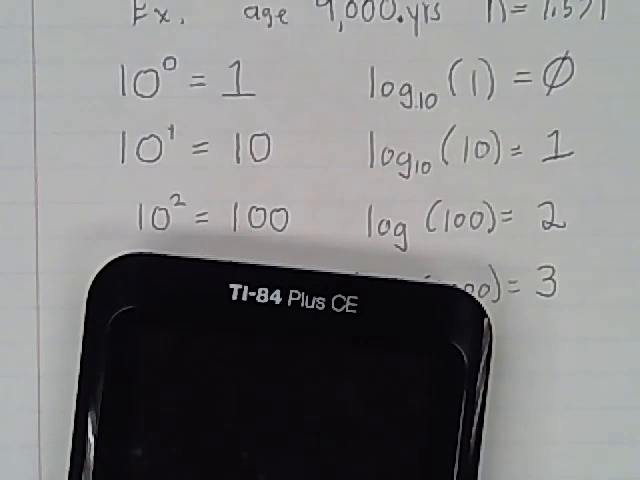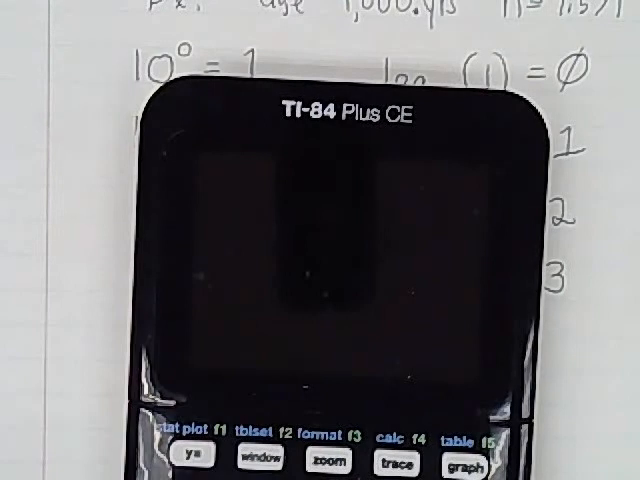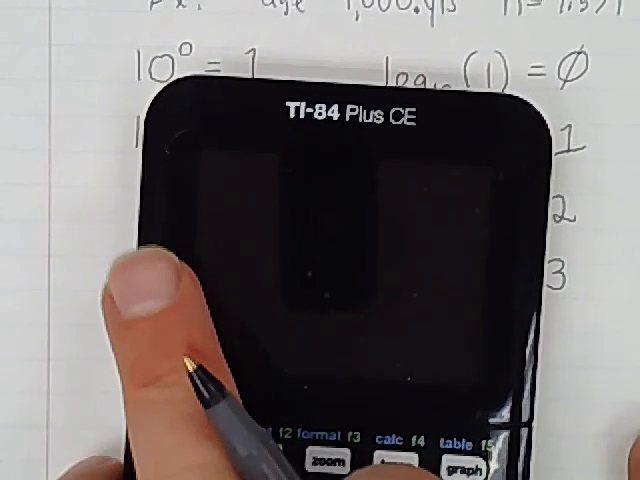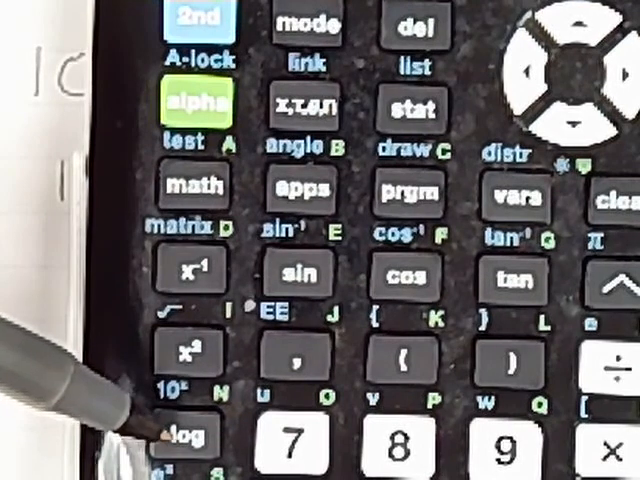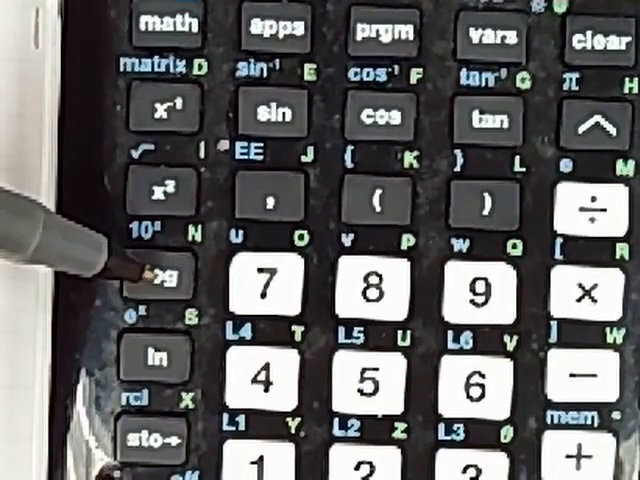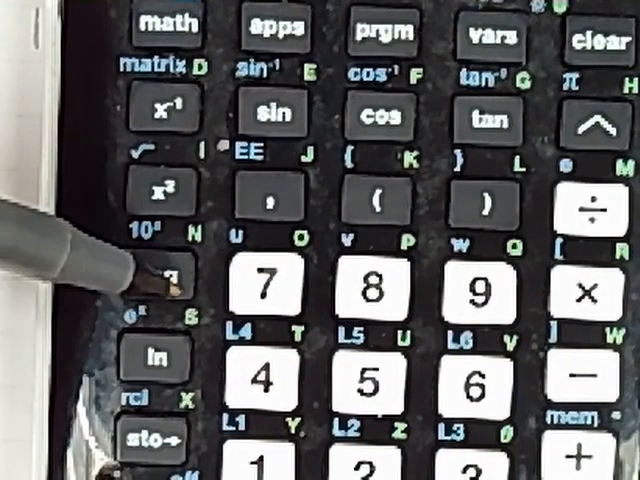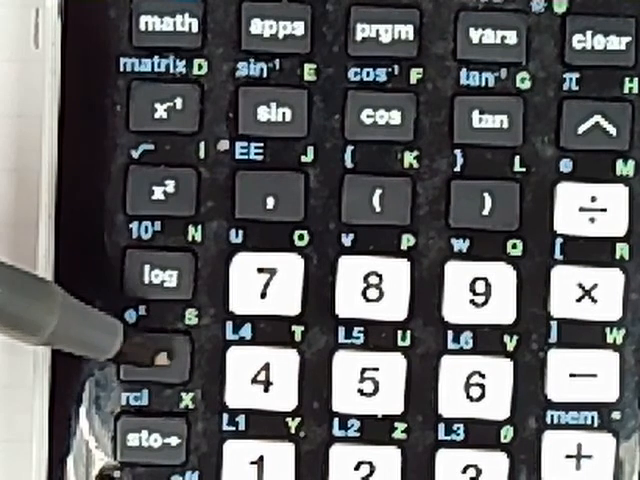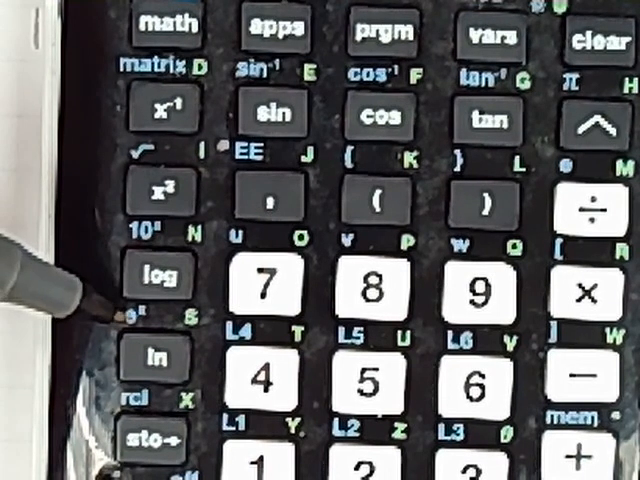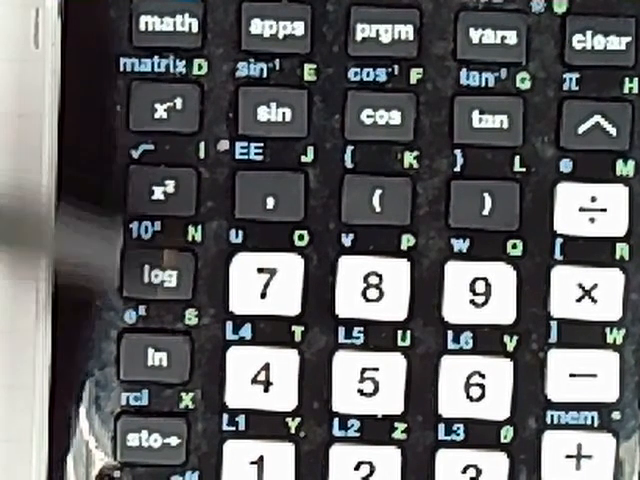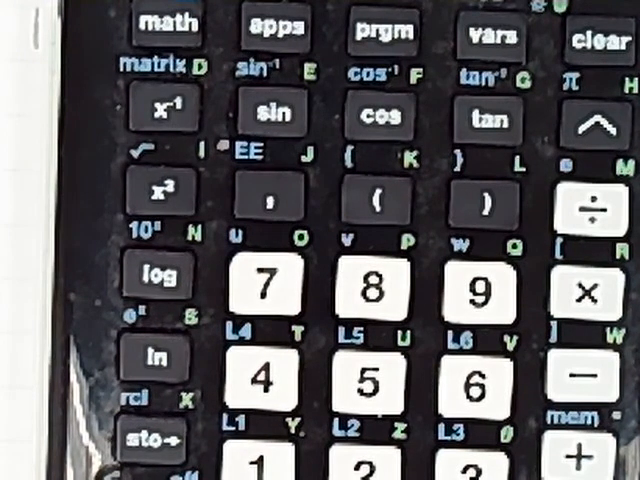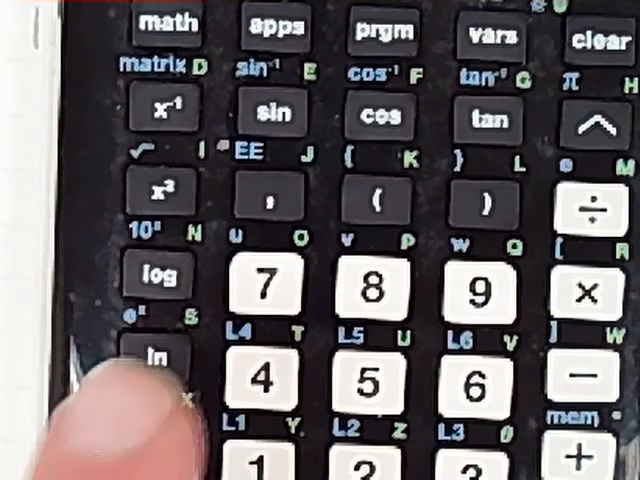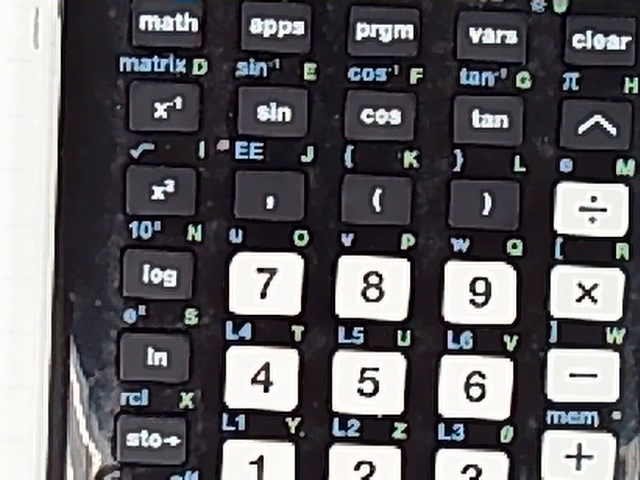So I have a TI-84 Plus Color Edition graphing calculator. If you have one of these, then the button you're looking at would be the log button. And this is base 10. There's also the natural log button, which is base e. e is an irrational number. In addition, you might merely have a Casio, which I would expect also has those buttons.